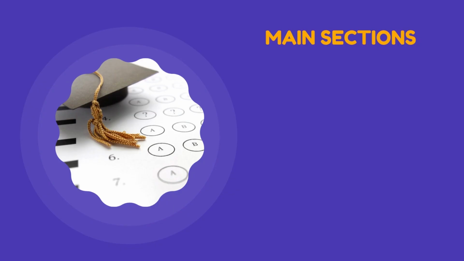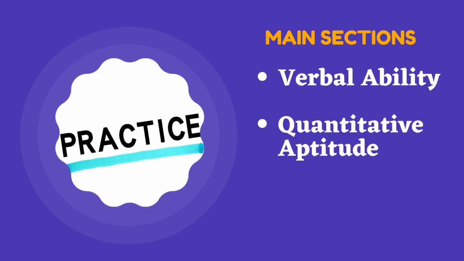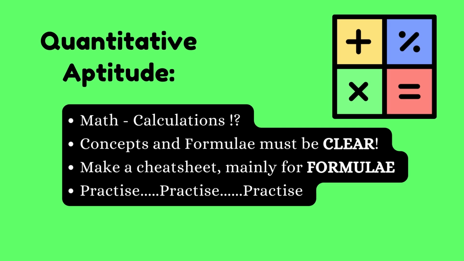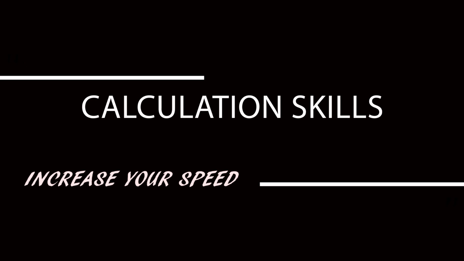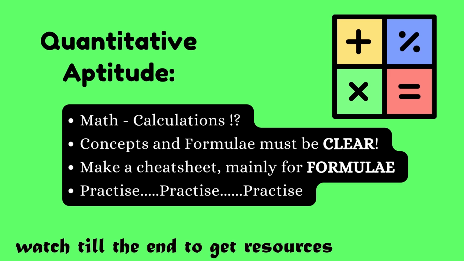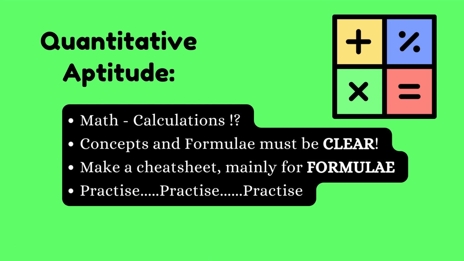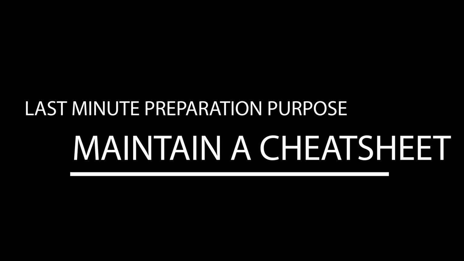We have three main sections in the aptitude round: verbal ability, quantitative aptitude, and logical reasoning. Speaking of quantitative aptitude, first of all, work on your calculation skills. Increase your calculation speed and try to solve as many problems as you can. Quantitative aptitude is all about maths concepts like probability, HCF, LCM, ages, etc. There will be some concept and some formula associated with it. Also, make sure you maintain a cheat sheet where you write all the formulas. That will be helpful whenever you go to an exam, for revision and last-minute preparation.